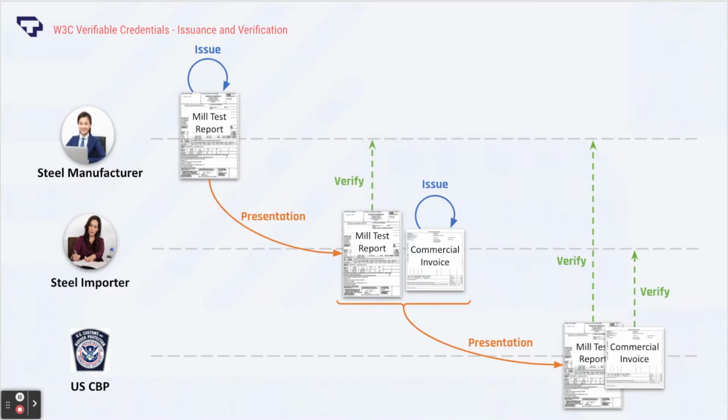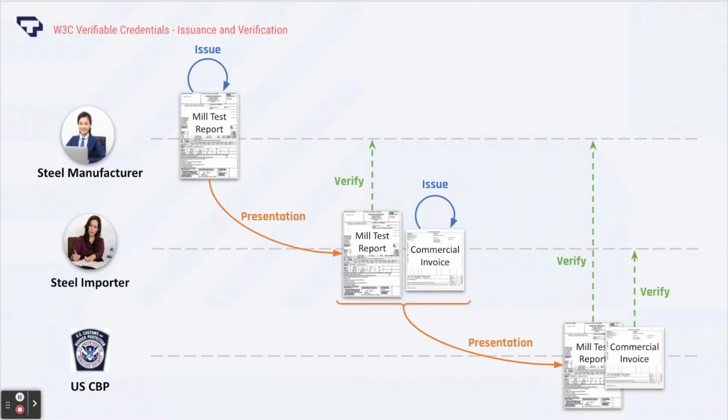Here's a simple flow of how data can travel between parties of a supply chain. In this case, there's a steel manufacturer which issues a mill test report as a verifiable credential. So that's the issuance use case. That gets presented to, in this case, a steel importer, which can verify that data, no matter where it's been in the meantime and how it got passed along to the steel importer. You can verify that the data indeed is what the steel manufacturer tested and signed for.